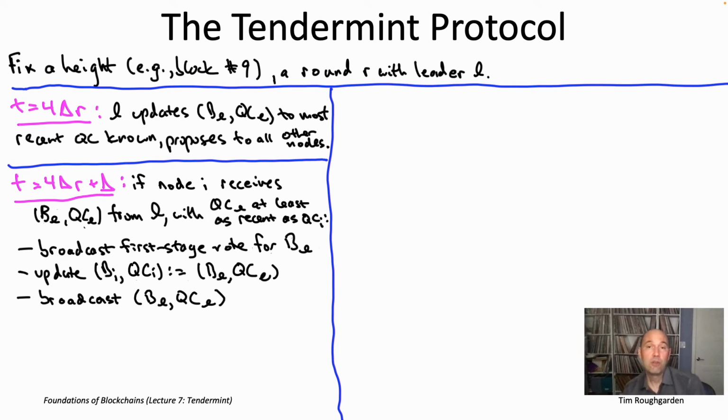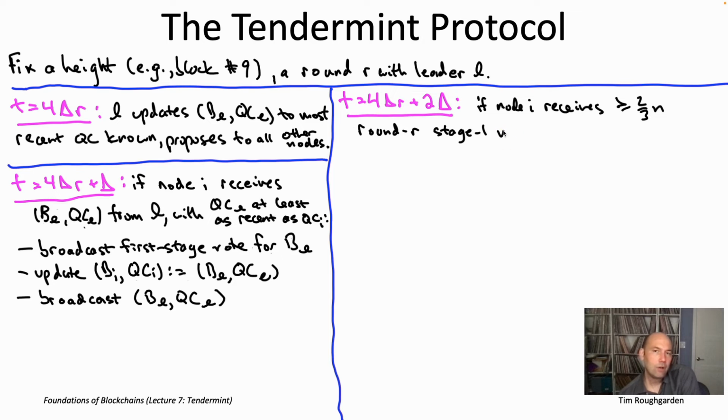Speaking of the next phase, the third phase, that's going to commence at time step 4 delta R plus 2 delta. In this third phase, nodes try to ascertain the outcome of the referendum that occurred in the previous phase. Everyone tries to figure out, was there a conclusive winner in round number 117, in stage 1 of voting, where here a conclusive winner is going to mean a supermajority, so at least 2/3 n nodes, voting for exactly the same block.